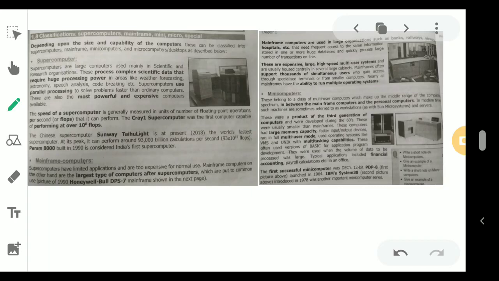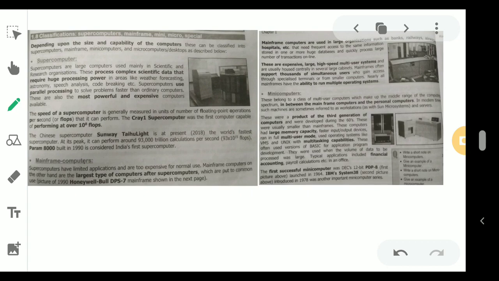Now we talk about mainframe computers. Supercomputers have limited applications and are too expensive for normal use. Mainframe computers, on the other hand, are the largest type of computer after supercomputers and are put to common use. Honeywell DPS-7 is an example of a mainframe computer.